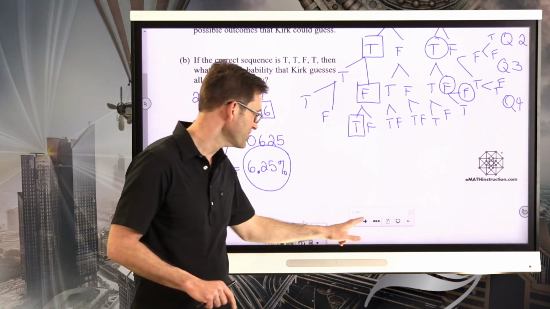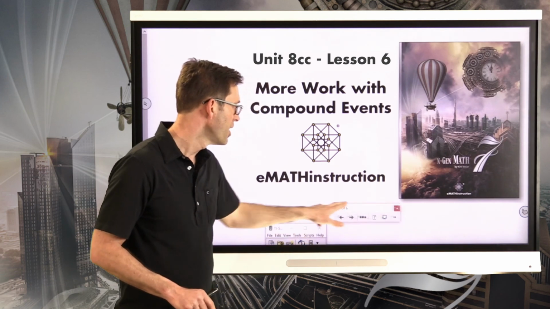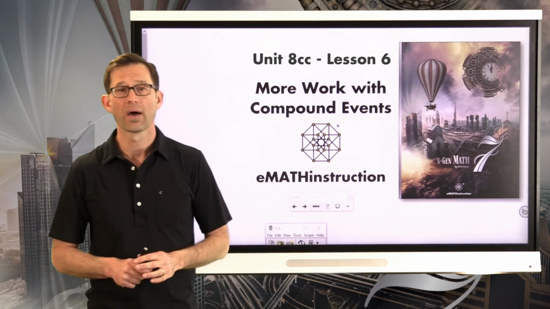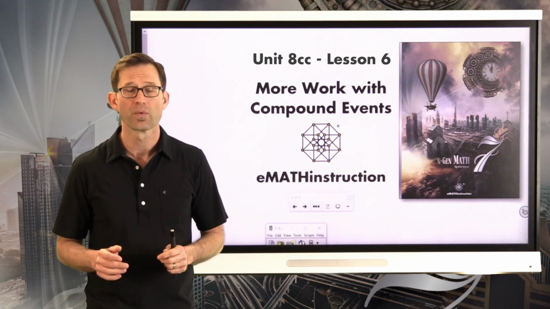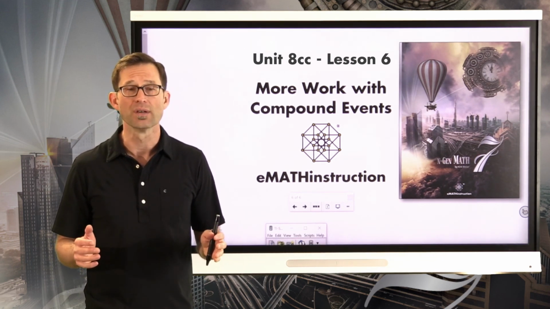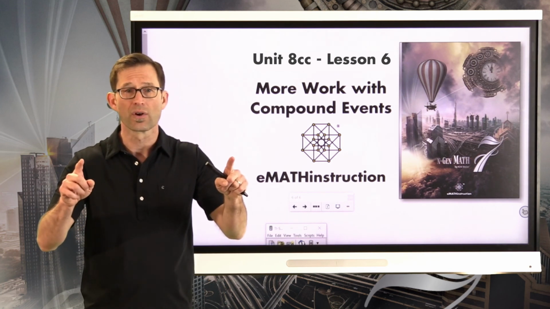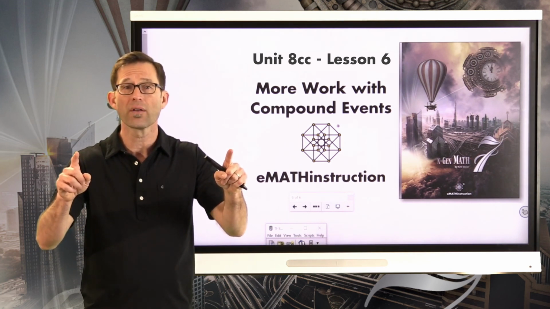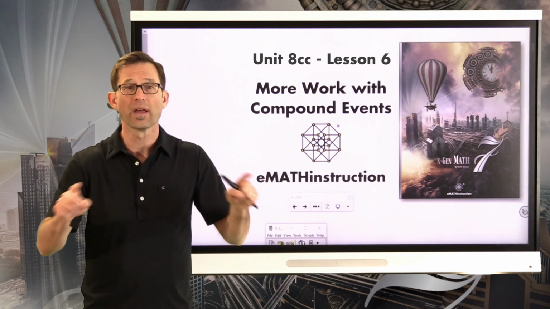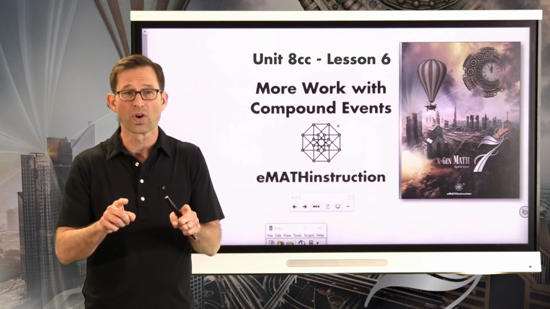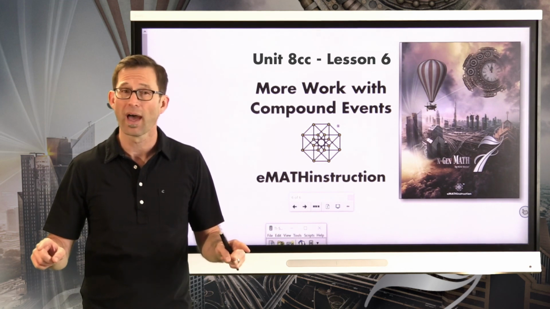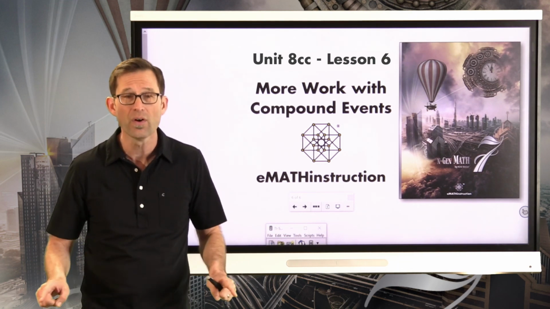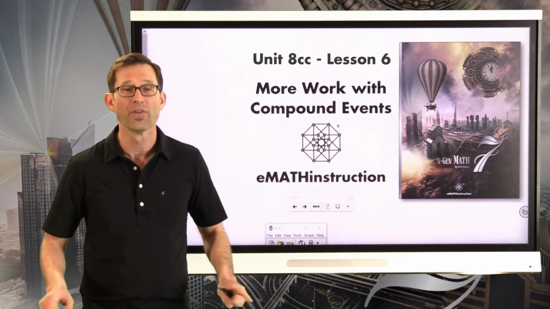All right. Let's wrap it up. So today we worked more with compound events, and probably the most important thing that we introduced was the idea of a tree diagram, right? A diagram that literally shows us, okay, here are the outcomes that could occur in the first part of our compound event. Then from each one of those branches, all the possibilities that could occur in the second part of our compound event. And from all of those branches, if we had a 3-stage event, all of those, then a 4-stage event, all of those, etc.